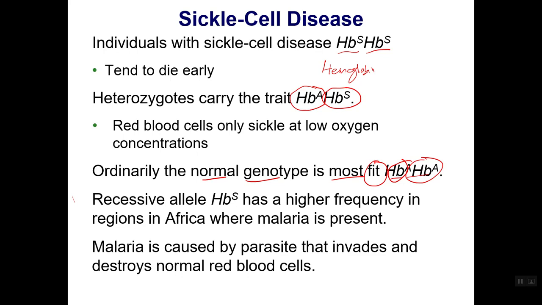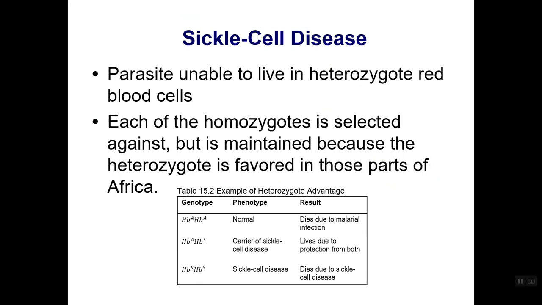But anyway, individuals that have this sickle cell gene are more common in populations in Africa where malaria is present. Why? That's so odd, right? Well, there's a reason. And it's, again, heterozygote advantage. Parasites are unable to live in a heterozygote red blood cell. So, because they are a heterozygote for this condition, it basically safeguards them from contracting malaria.